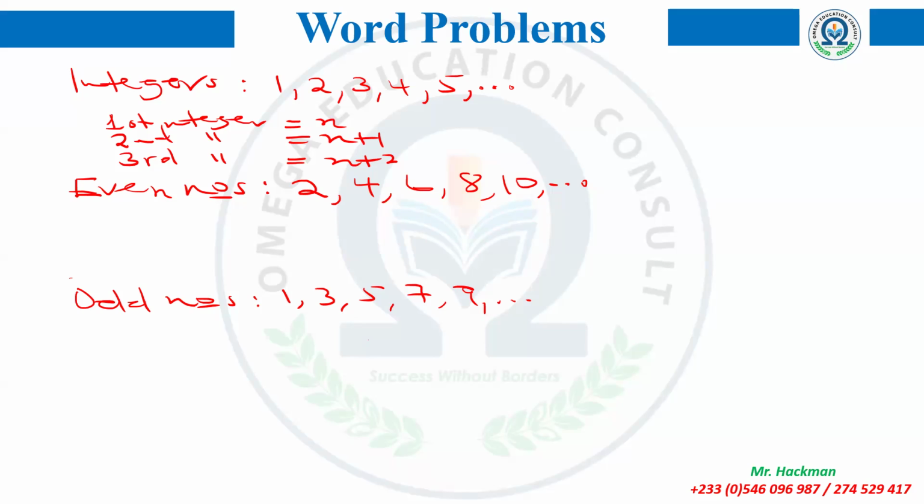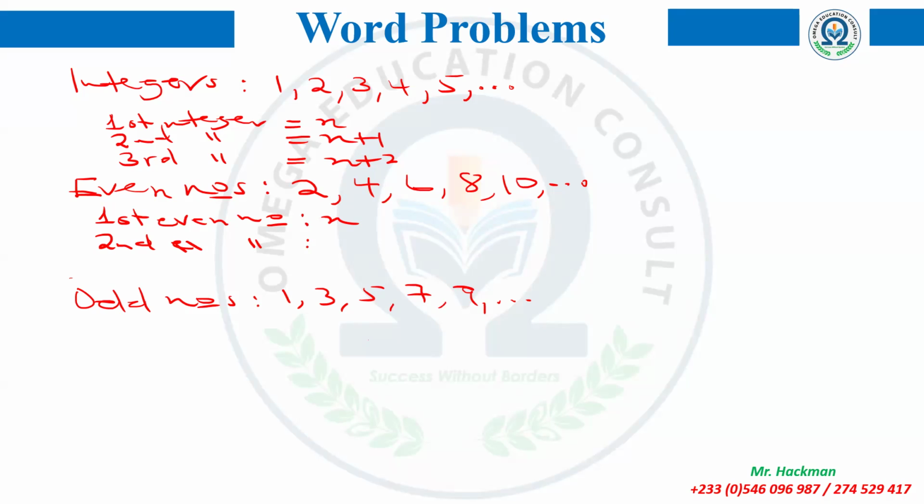Okay, great. Now let's go and look at even numbers. For even numbers, if my first even number is equal to x, what do you think my second even number will be? For the even numbers, what will be the incremental jumps? What will be the differences? 2. Do you agree? So if my first one is x, how do I get my second one? By adding 2. Is that not it?